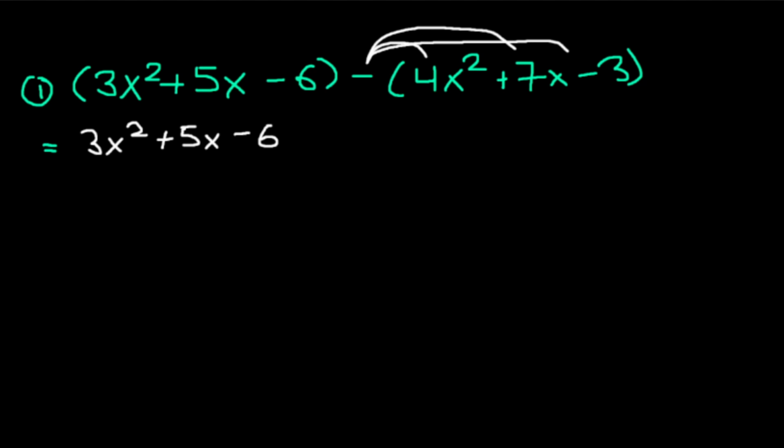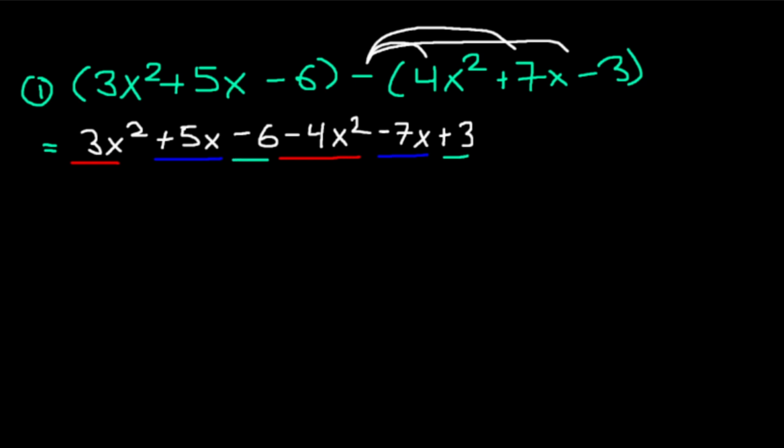But for the second trinomial, we would have to multiply all of the terms by negative 1. So negative 1 times 4x squared would be negative 4x squared. We're essentially changing the signs of all the terms. So positive 7x turns into minus 7x, and minus 3 turns into positive 3. Now we can identify the like terms. 3x squared is a like term with 4x squared. Positive 5x is a like term for negative 7x, and negative 6 is a like term for positive 3.